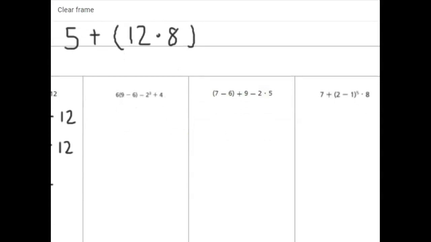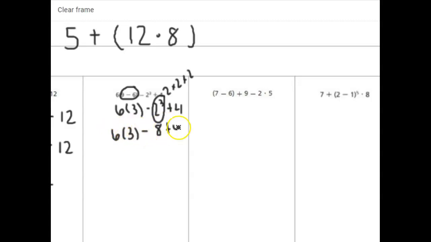Okay, this next one we do have parentheses, so I'm going to solve that first. 9 minus 6 is 3. So I have 6, and then 3 minus 2 to the third plus 4. There is an exponent, so 2 to the third is 2 times 2 times 2. 2 times 2 is 4. 4 times 2 is 8. So 6 times 3 minus 8 plus 4.